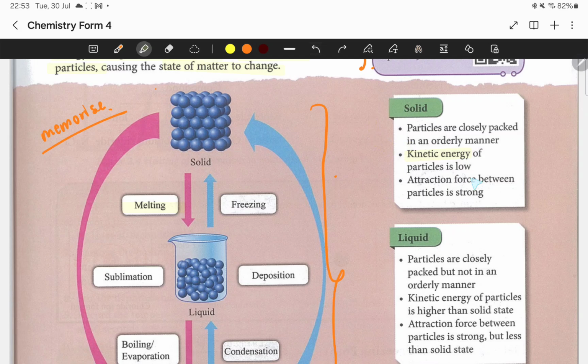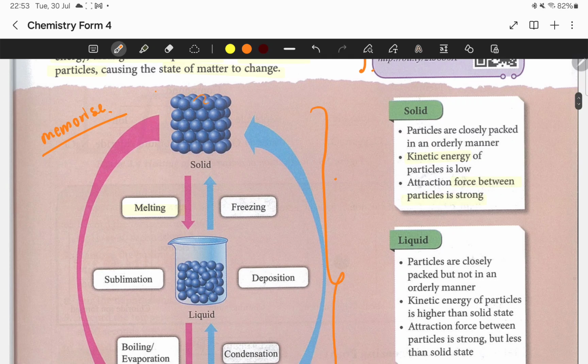And last one, attraction force between particles is stronger. How do I say that? You see these particles, you see they're closely packed, right? Really tight, very nice. So it means they hold on to their friends tightly, stuck to each other. So what I'm trying to say is the attraction force of each particle is very strong. So that's why they are closely packed in an orderly manner. I want you to remember all these three.